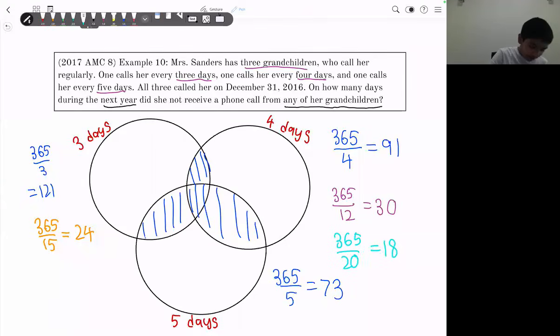But now let's look at this middle section over here. In the beginning, we counted this middle section in 3 days. We again counted it in 4 days. And we again counted it in 5 days. But then we subtracted it when we counted both 3 and 5 days. And we subtracted it when we counted the 4 and 5 days and 3 and 4 days. So we subtracted it in all 3 of these. We counted it 3 times, we subtracted it 3 times. So now we're left with it being counted 0 times. So now this region is actually undercounted. And since this region is undercounted, we must add it back.